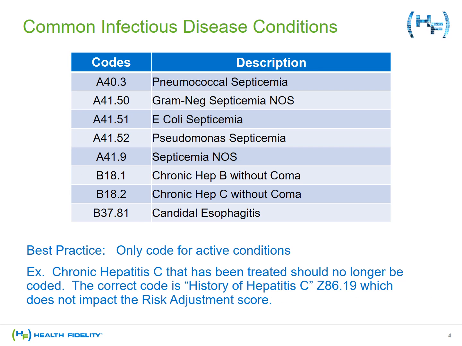Some other common infectious conditions are primarily acute, such as pneumococcal sepsis or E. coli sepsis. There are other chronic conditions included in the model, such as chronic hepatitis B or chronic hepatitis C. The important point is that once a condition is treated, then you can no longer code the diagnosis. So in the example below, you will see that a chronic hepatitis C that has been treated should no longer be coded with the diagnosis of B18.2. The correct code is history of hepatitis C, Z86.19, which will not impact the risk score.